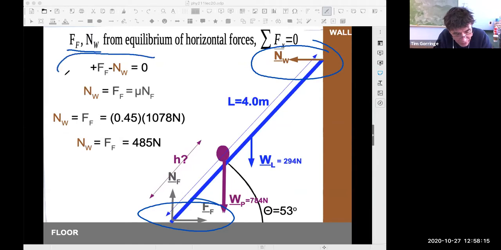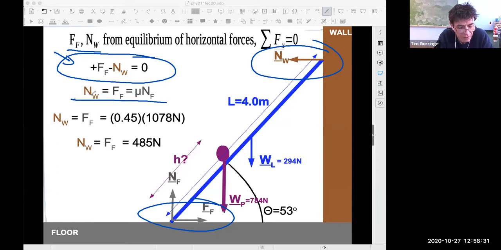Well, I can write down the equilibrium condition for those two forces: the frictional force towards the right, I call that the positive direction, must be balanced by the normal force of the wall towards the left, I call that the negative direction. Those two must add up to 0. That means the normal force of the wall must equal in size the frictional force of the floor. And we know that the frictional force of the floor is the coefficient of friction times the normal force on the floor, and we know that normal force. So this will allow us to solve for both the normal force of the wall and the frictional force of the floor.